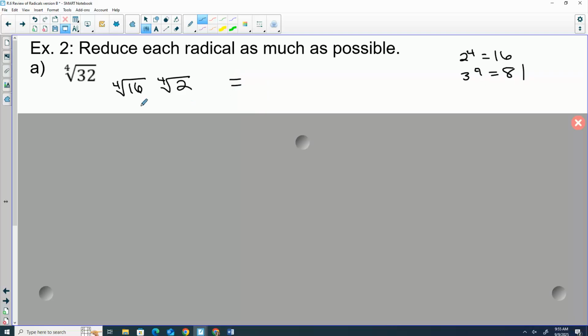So, the fourth root of 16 is 2. We worked that one out, so the radical disappears. But I cannot do the fourth root of 2, so that just stays. So my answer is 2 fourth root of 2.